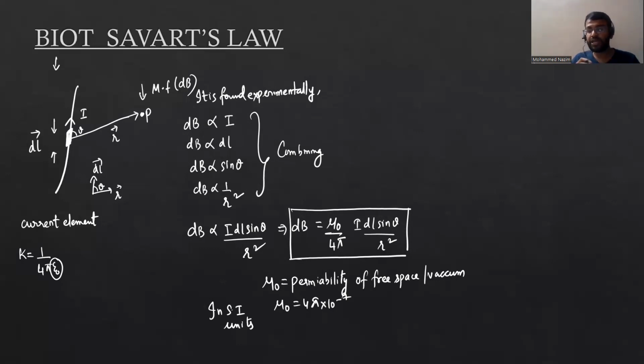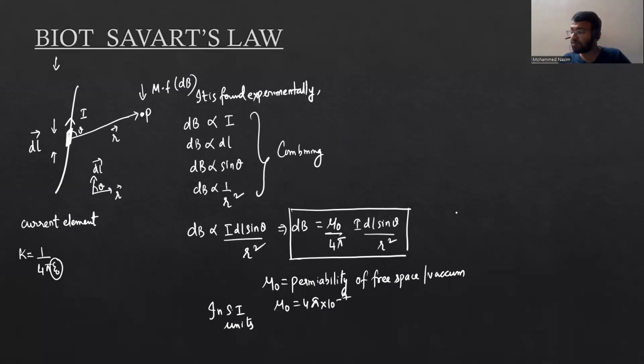And what does mu naught indicate? Epsilon naught indicates the ability of the vacuum or the air to allow the passage of electric field lines through it. Similarly, mu naught indicates the ability of the vacuum or air to allow the passage of magnetic field lines through it. That is the meaning of mu naught, and the value is 4 pi into 10 power minus 7. This is in the scalar form, and we have already seen the direction. We can use the right hand thumb rule or right hand clasp rule to find the direction of the magnetic field.